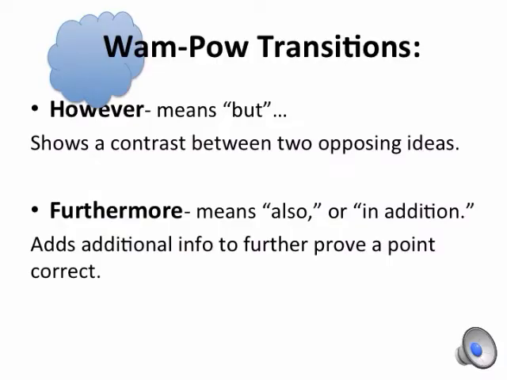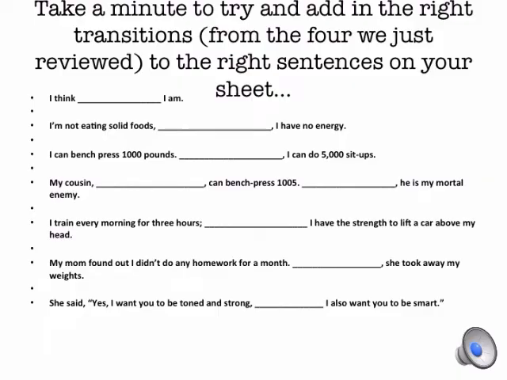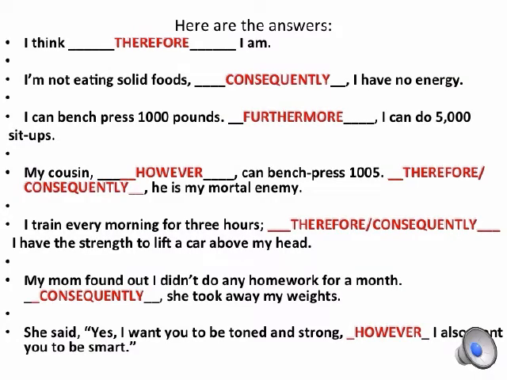Now I'd like you to take a minute to try and add in the right transitions from the 4 that we just reviewed to the right sentences on your sheet. You should have this sheet in front of you, but you can also look at it on the screen. As soon as you are ready to go on, unpause the video and you will see the answers to these questions. Here are the answers. Again, go ahead and pause the video until you've had a chance to look everything over.